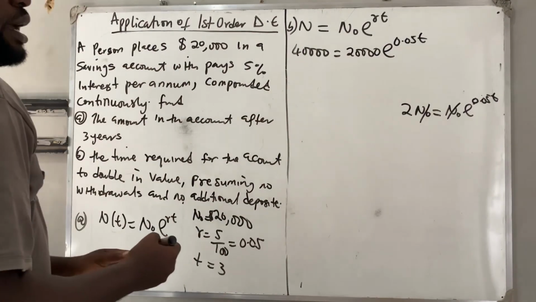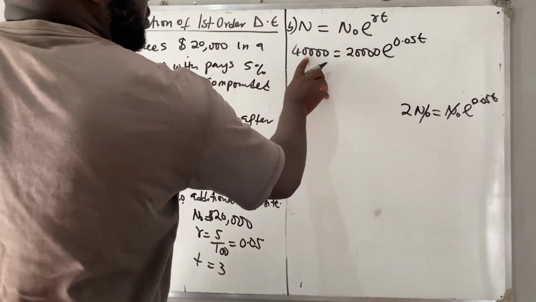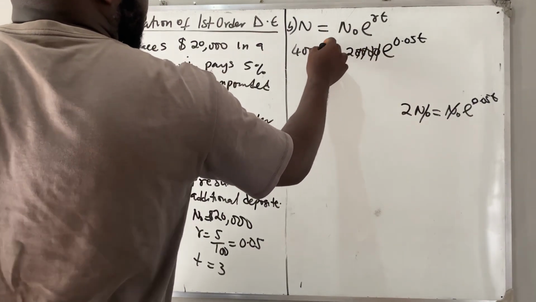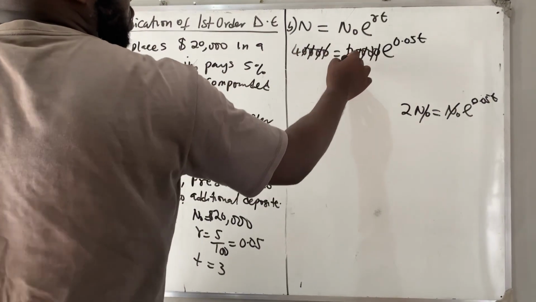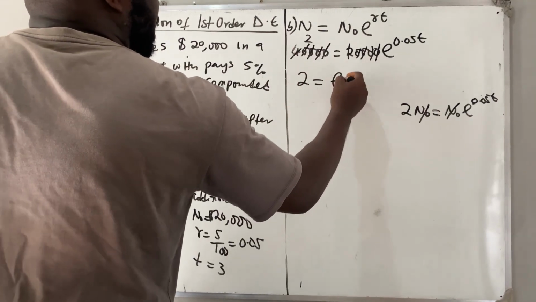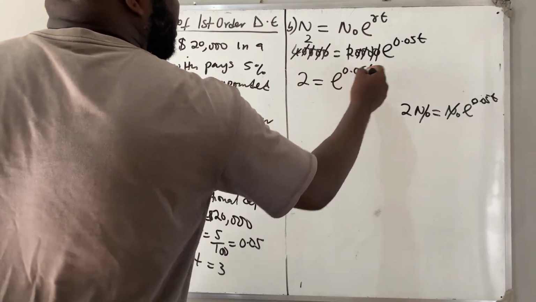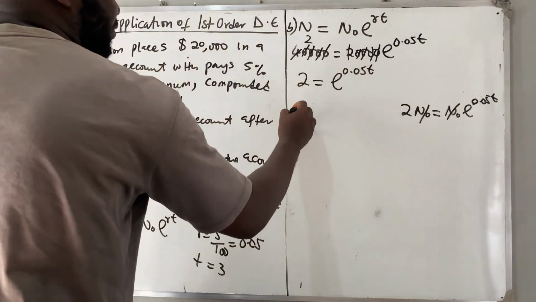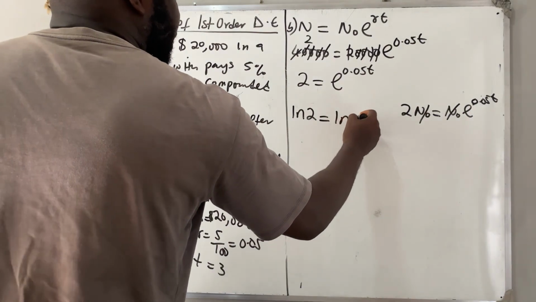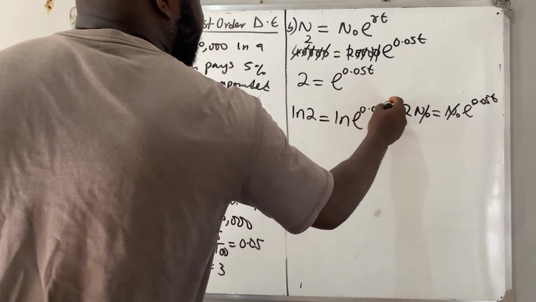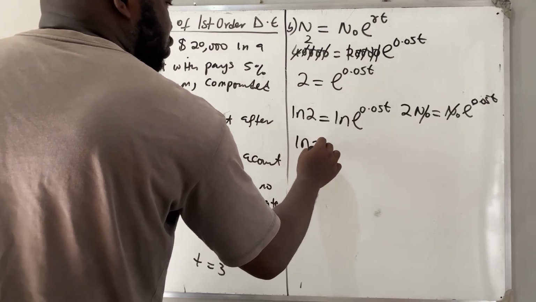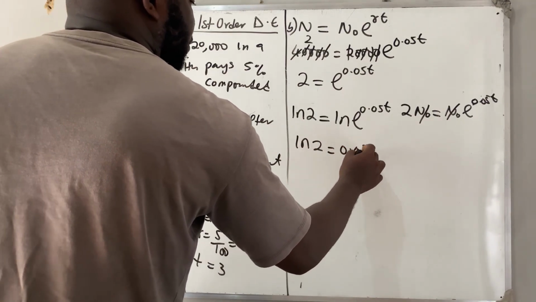So the same thing is applicable here. So if 2,000 cancels this, I'm going to have 2 here, because 0 takes care of 0, and so on. I'm left with 2 on this side. So I'm left with 2 is equal to exponential 0.05t. So taking the ln of both sides, we have ln 2 is equal to ln of the exponential of 0.05t. So ln is the opposite of exponential. They cancel out. So we have ln 2 is equal to 0.05t.